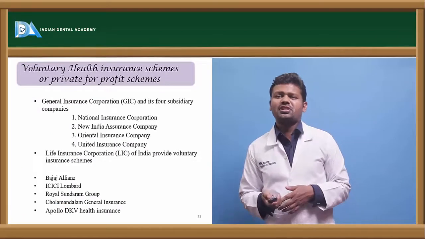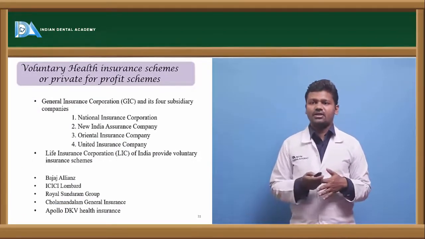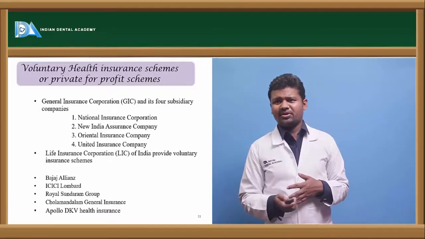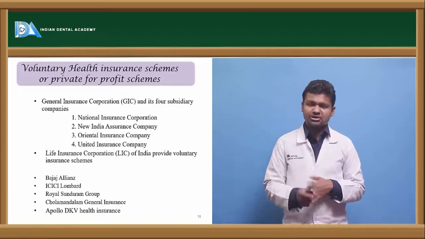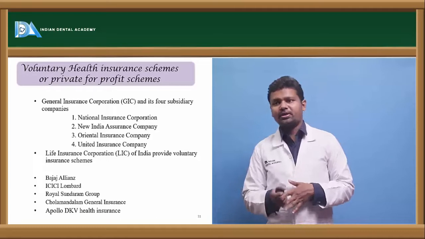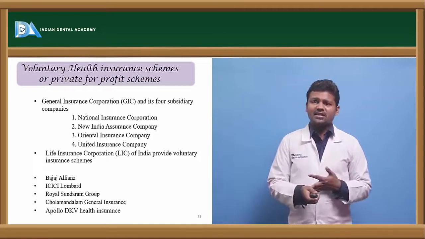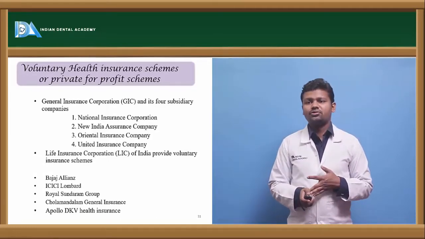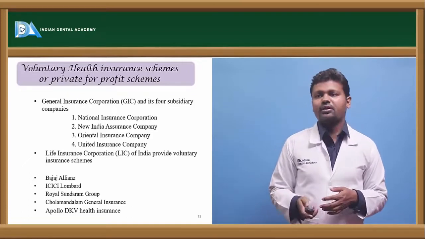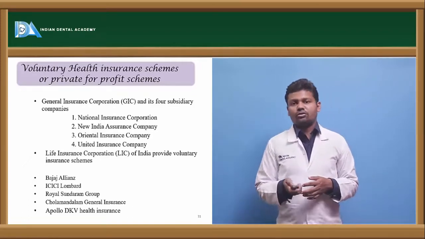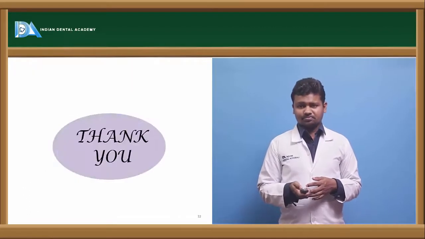Voluntary health insurance schemes or private for-profit schemes. There are many insurance companies: National Insurance Company, New India Insurance Company, Oriental Insurance Company, United Insurance Company, Bajaj Allianz, ICICI Lombard, Royal Sundaram Group, Apollo, etc. These are all voluntary health insurance schemes or private for-profit schemes.